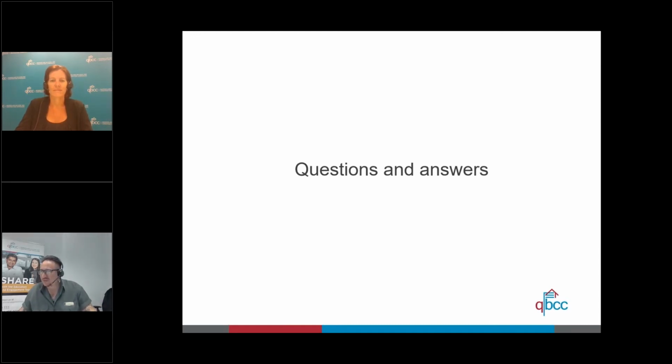Next question we've got is, Nat, is there any difference in meeting the requirements for a fixed unit trust as opposed to a discretionary trust? No difference whatsoever for QBCC purposes. So whether it's a discretionary trust or a hybrid trust, the same requirements still need to be abided by for QBCC purposes.